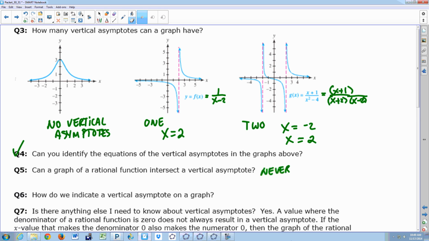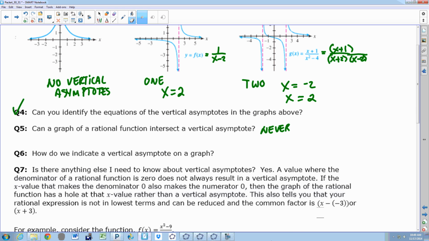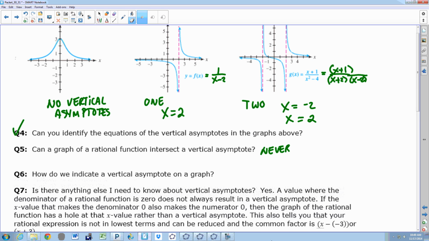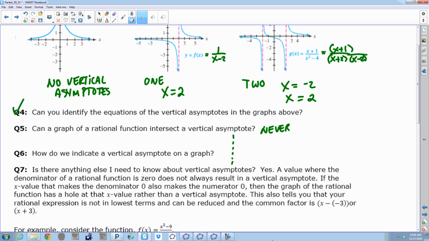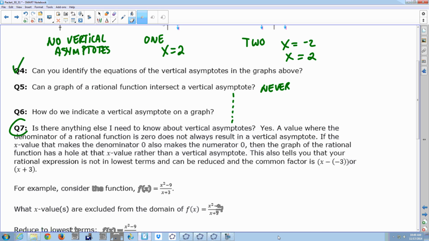It's impossible. So how do we indicate the vertical asymptote? With a dotted vertical line. Okay. So this next part is the big part that's different in today's lecture, Q7. This is going to be the big part. So can you read this for us, Tom?